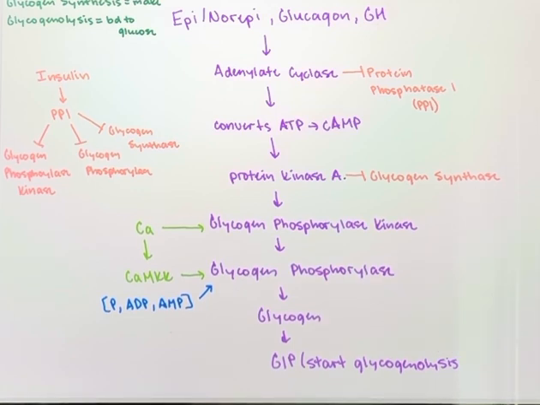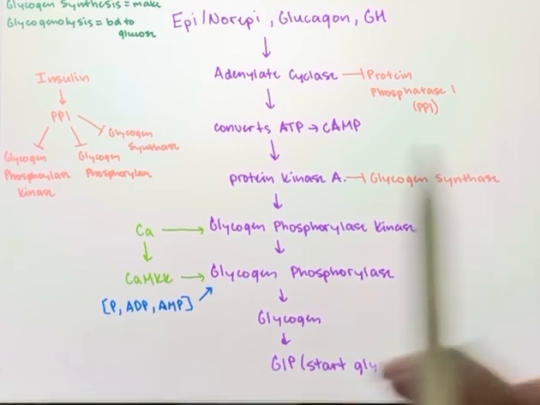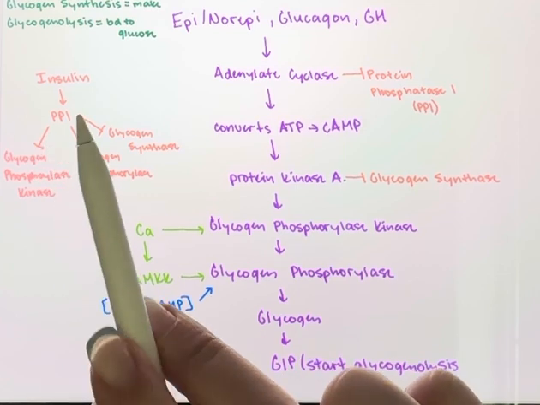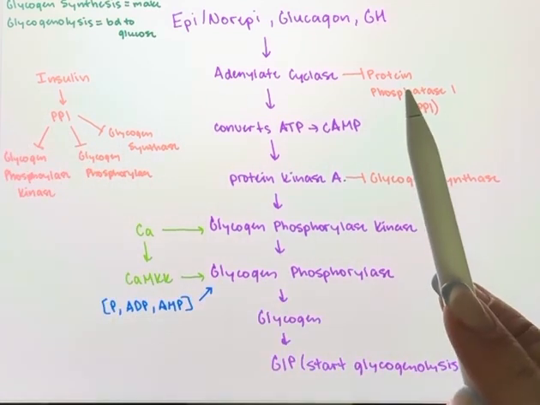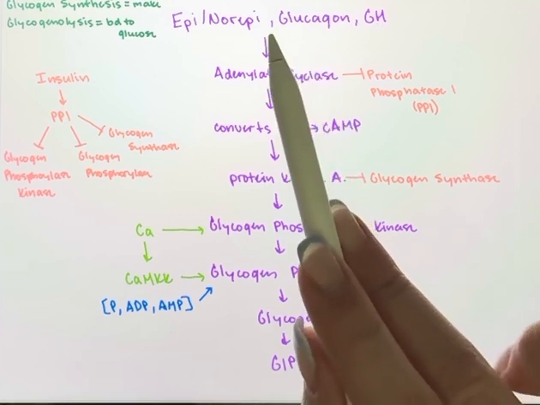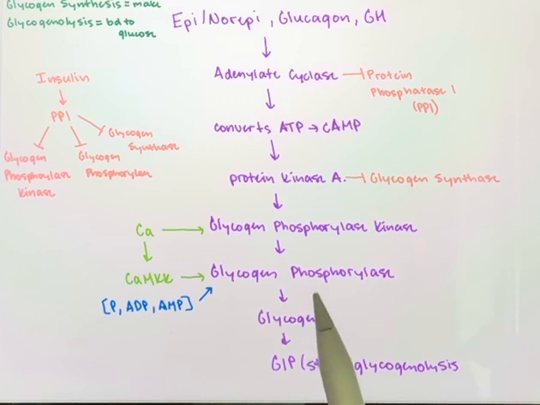Now, when we have an excess amount of glucose in the blood and we want it to be stored as glycogen, we want glycogen synthesis. And so when that happens, insulin is released and that activates protein phosphatase 1 or PP1. PP1 itself goes and inhibits adenylate cyclase, and that essentially stops this process from hopefully continuing glycogenolysis, or inhibiting it as much as it can.